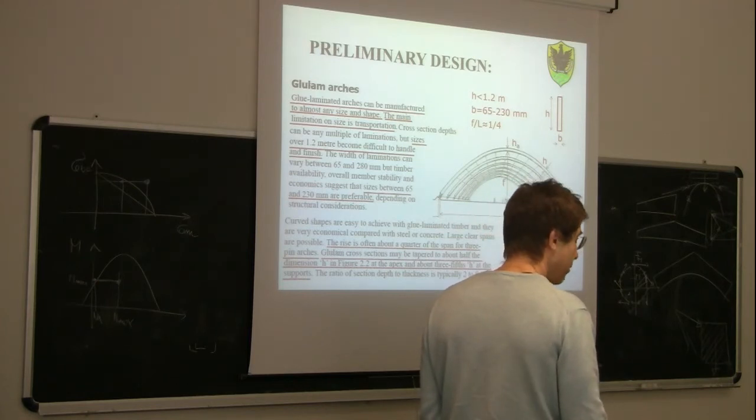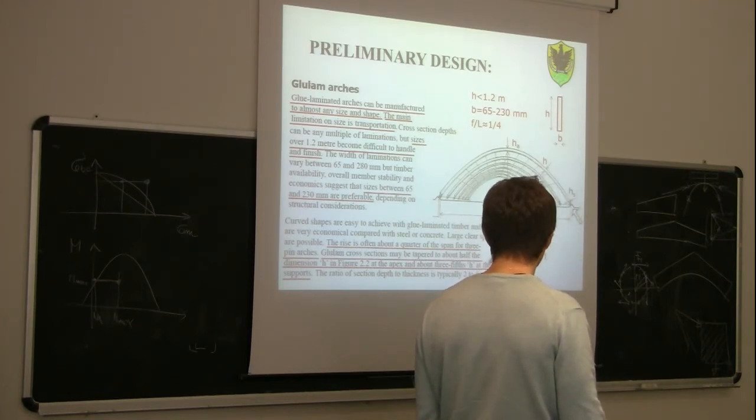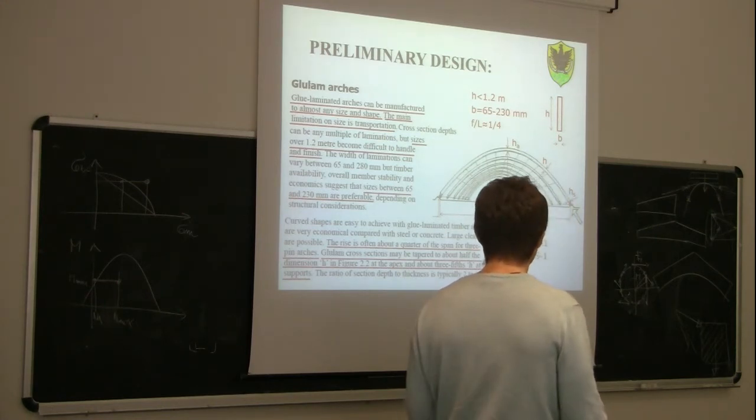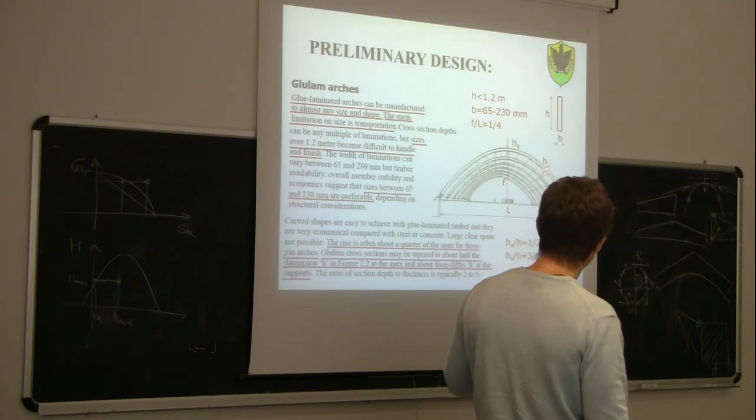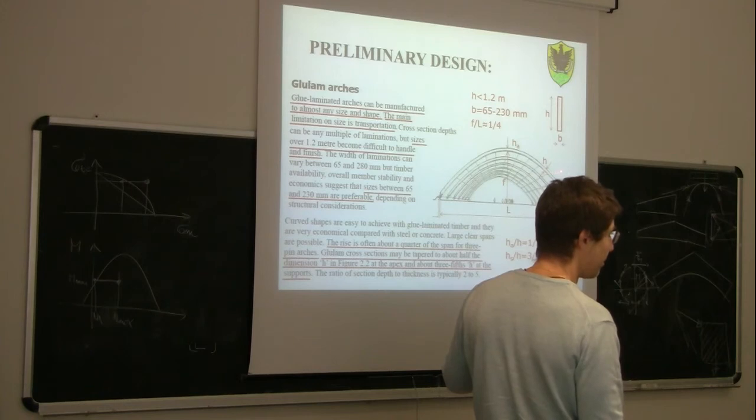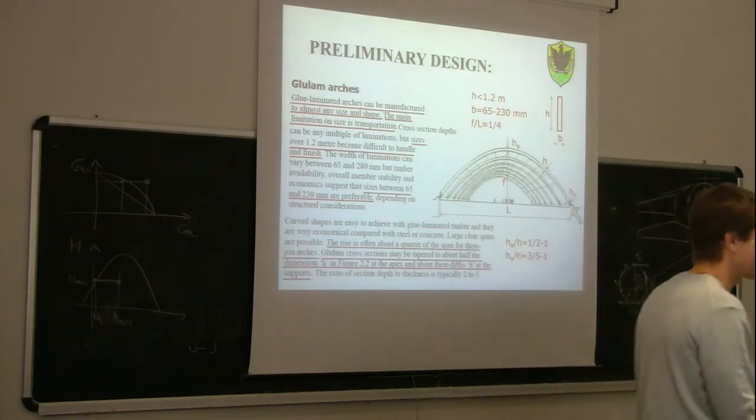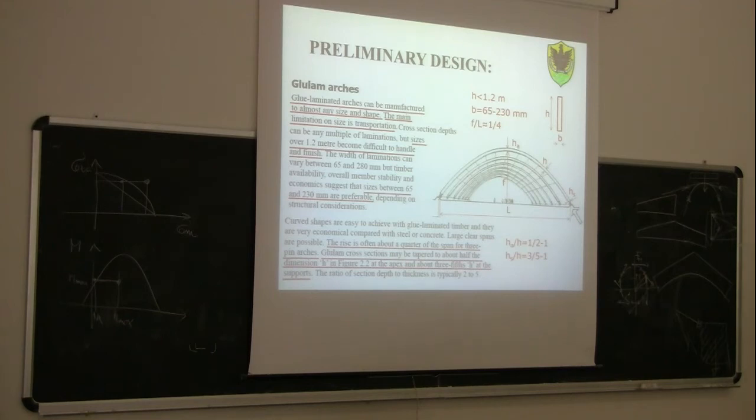The glulam sections are usually tapered. So you see here what I said before. If we call H the depth of the member at this section here, which is the section where we can expect to have the maximum bending moment due to balanced loads, the ratio of the depth at the apex of the arch to the depth here should be between 1/2 and 1. And the ratio of the depth at the edge of the arch at the support to the depth here should be more or less between 3/5 and 1.